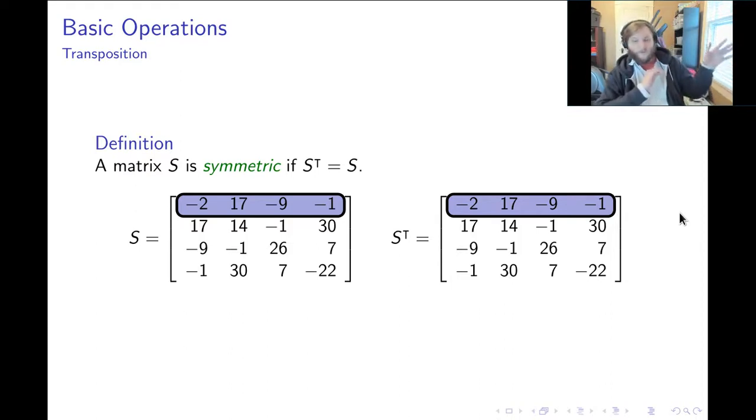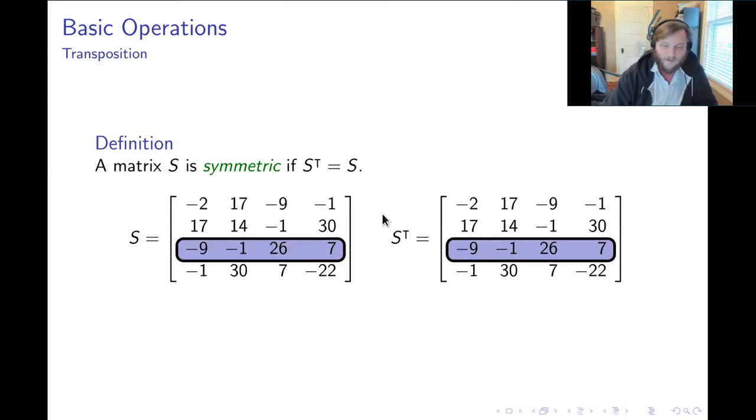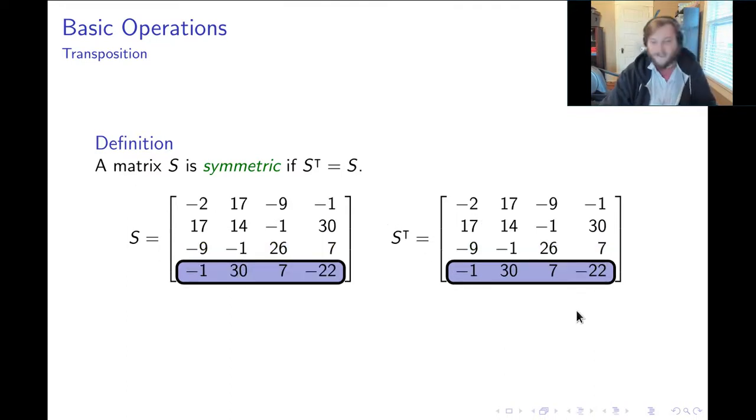Normally this wouldn't work. And not only does that work for the first row, but it works for all of the other rows. The second row here is the same thing as the second row of the transpose. The third row here is the same thing as the third row of the transpose. And the fourth row is the same as the fourth row of the transpose. So this is an incredibly special criterion. When this criterion is met, we call the matrix symmetric.